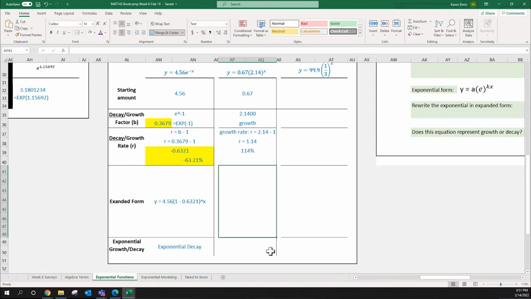So the expanded form for this one is going to be y equals 0.67, and we have 1 plus our r, and our r is 1.14. That's going to be to the power x. We said this one represents an exponential growth.